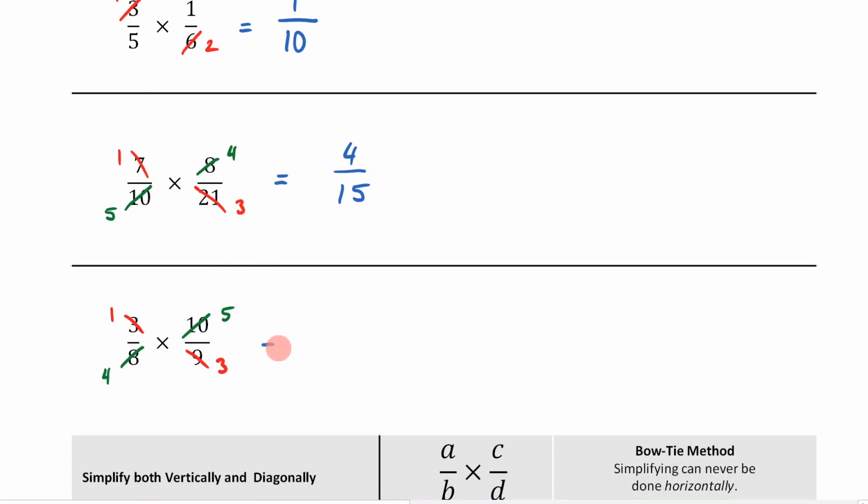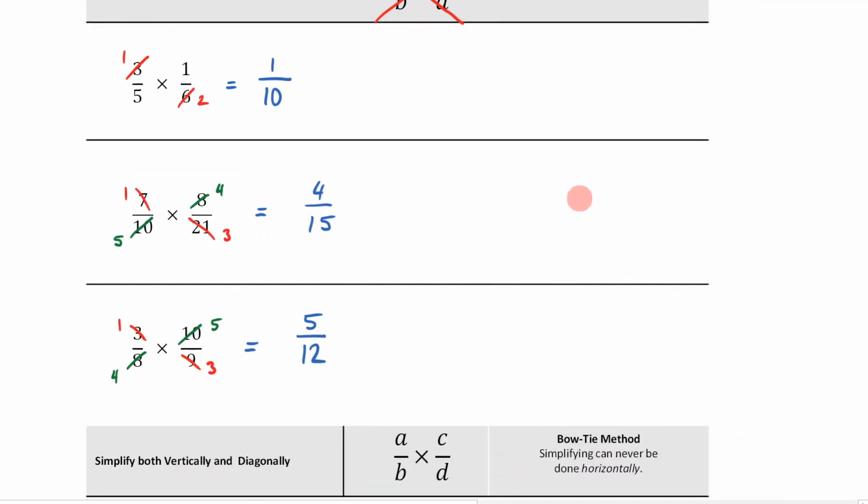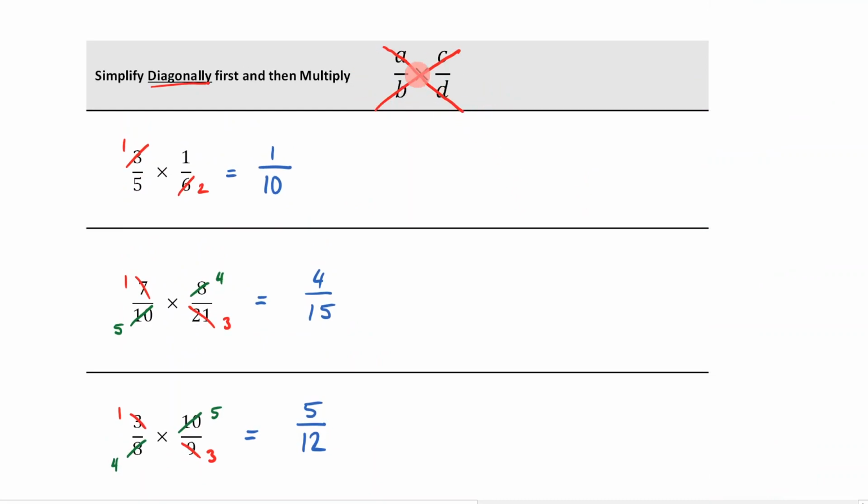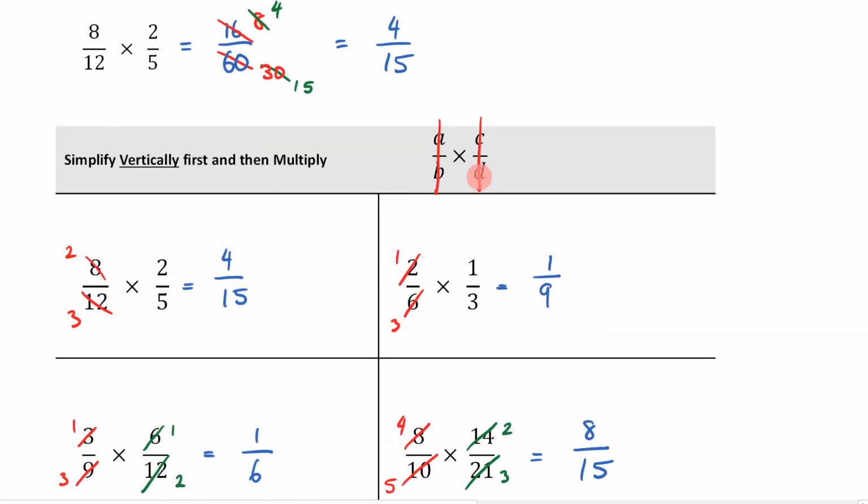So that means I'm going to end up with 1 times 5 is 5. 4 times 3 is 12. So that is simplifying diagonally. So just to recap, we've simplified diagonally and we've simplified vertically.